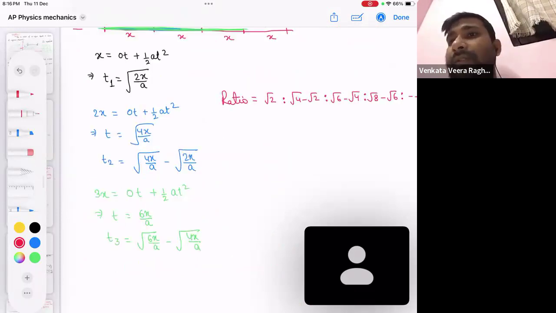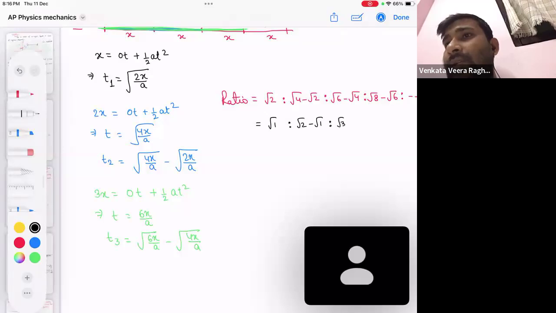And from here you can take root 2 also common if you want. Check it, root 2 will be common from everywhere. That ratio can become what? Root 1 is 2. Root 2 minus root 1 is 2. Root 3 minus root 2 is 2. Root 4 minus root 3, like that. Okay?